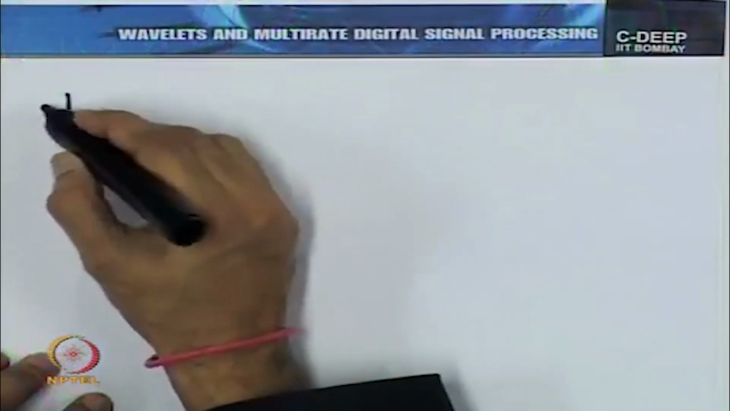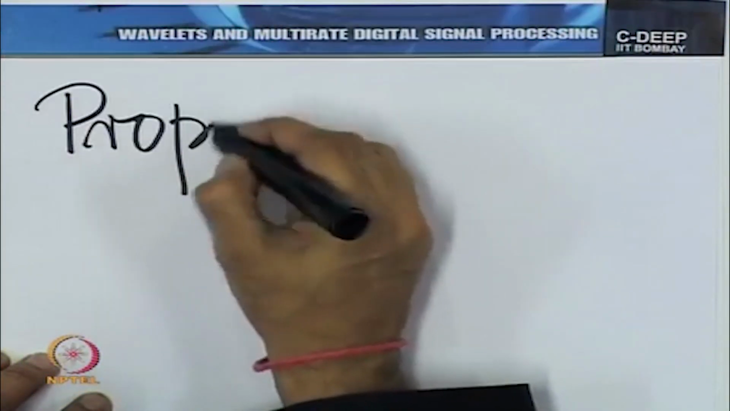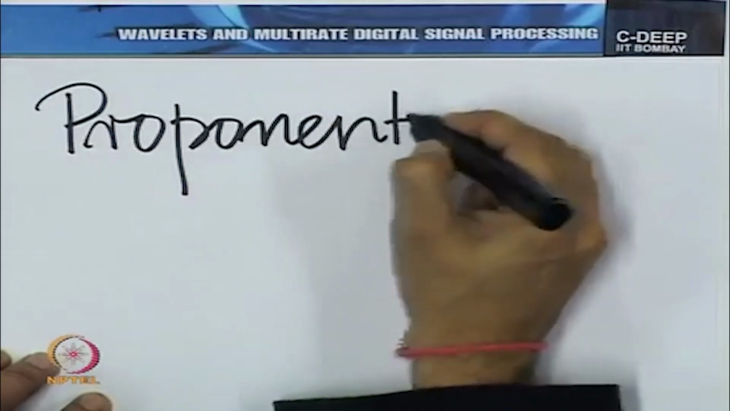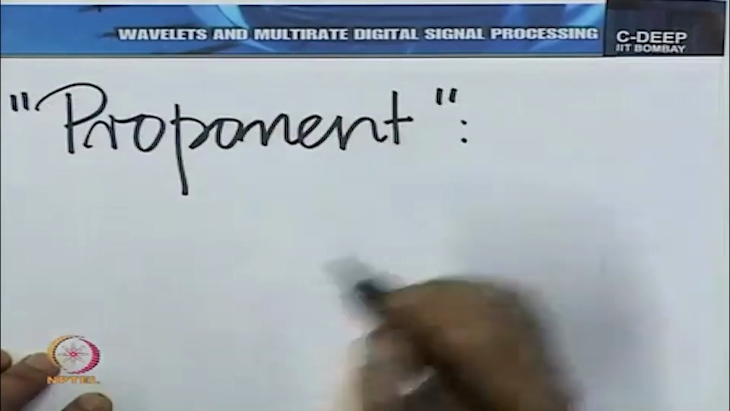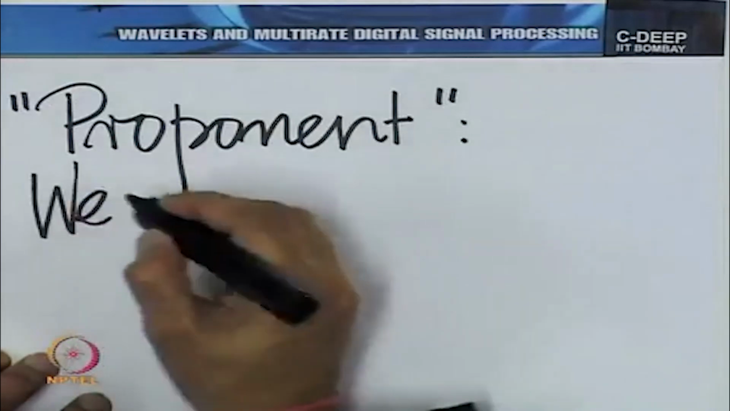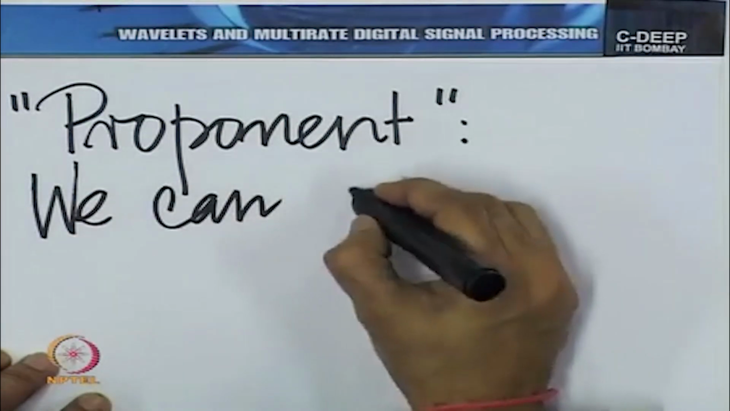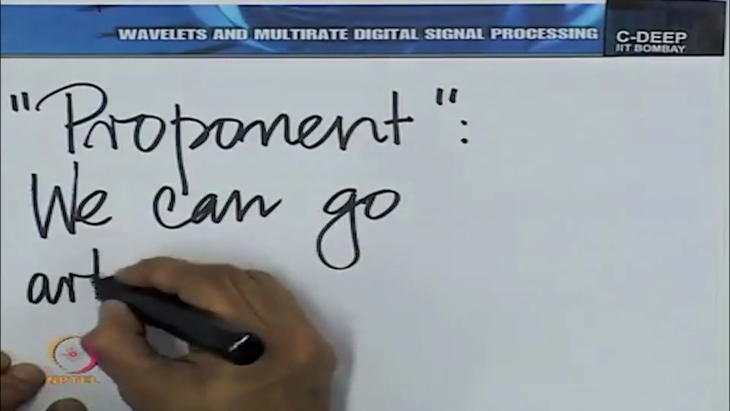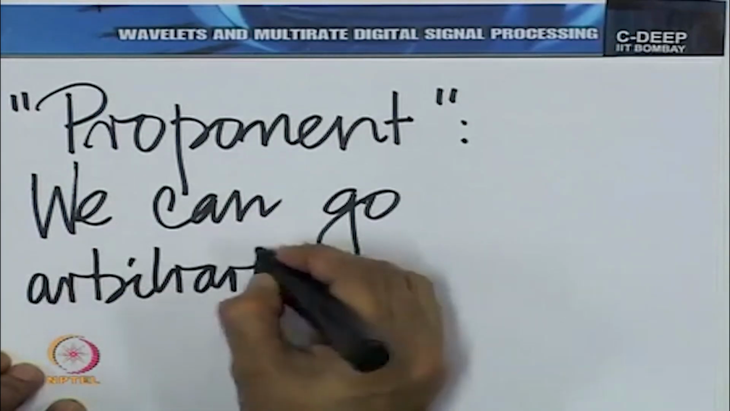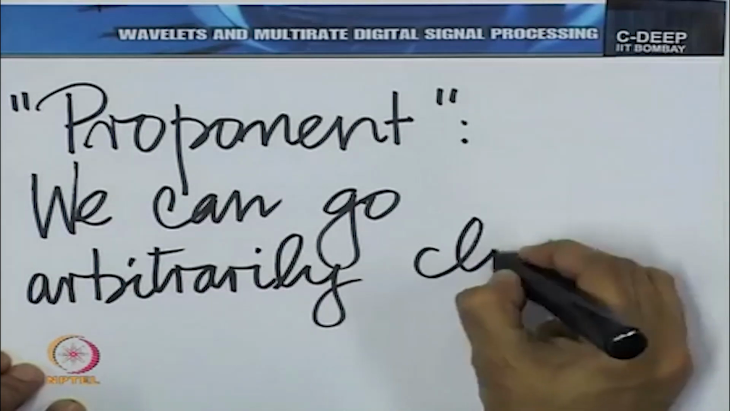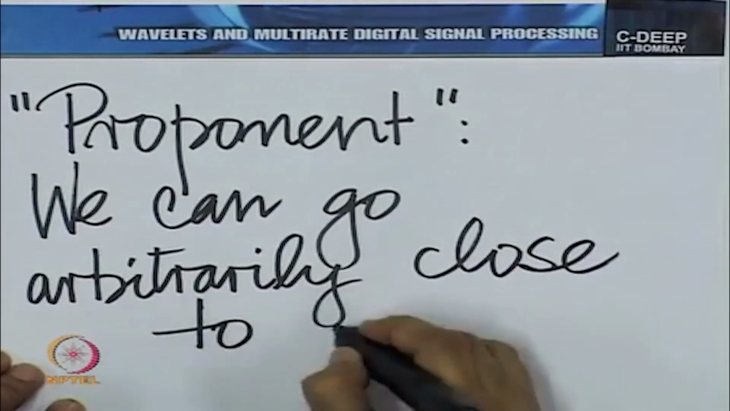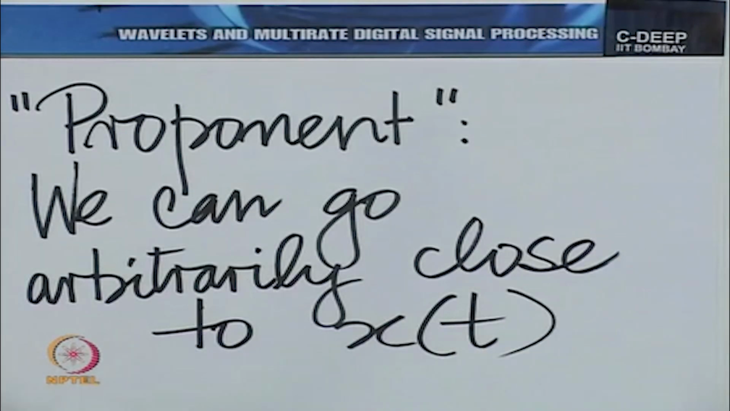So, let us formulate that adversary proponent kind of argument here. So, what we are saying is the proponent says we can go arbitrarily close to x(t), to a continuous function x(t) by this mechanism. Arbitrarily close in what sense?